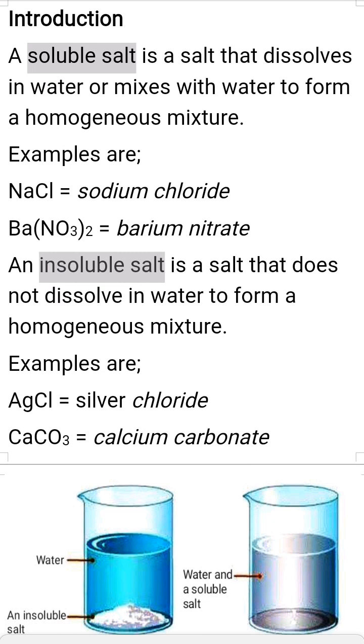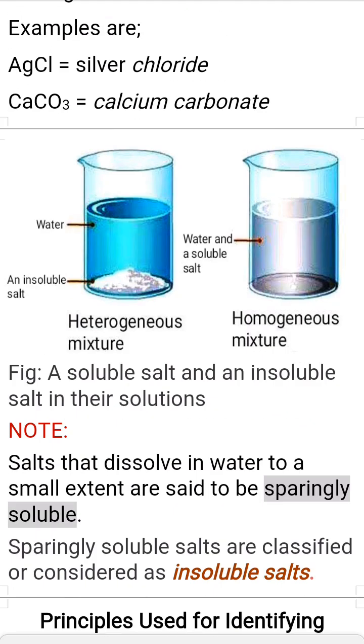Examples of soluble salts are sodium chloride, whose formula is NaCl, and of course we also have barium nitrate, whose formula is Ba(NO3)2. On the contrary, an insoluble salt is a salt that does not dissolve in water to form a homogeneous mixture. So you can see that the meaning of insoluble salt is the opposite of that of soluble salt. Examples of insoluble salts are silver chloride, whose formula is AgCl, and of course we also have calcium carbonate, whose formula is CaCO3.